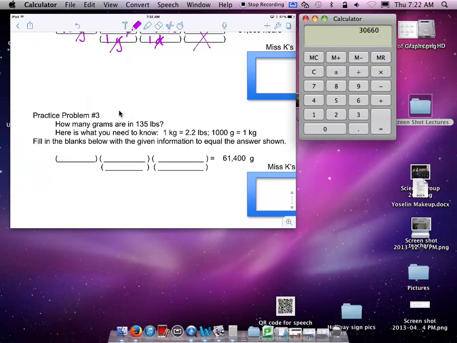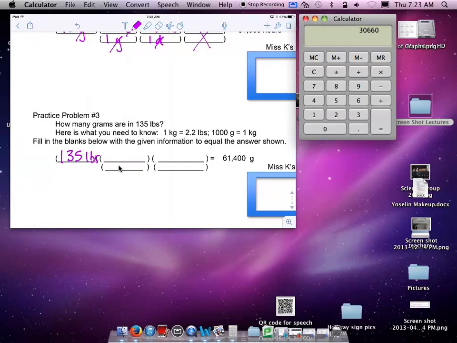All right, so I have to have a starting place. The starting place is what you were given. I was given 135 pounds. All right, but the problem is looking for grams. So I need some conversions between pounds and grams. So either you looked it up on the next page, or of course I gave you some right here. I can go from pounds to kilograms, so then that will cancel pounds, so let's use that one.